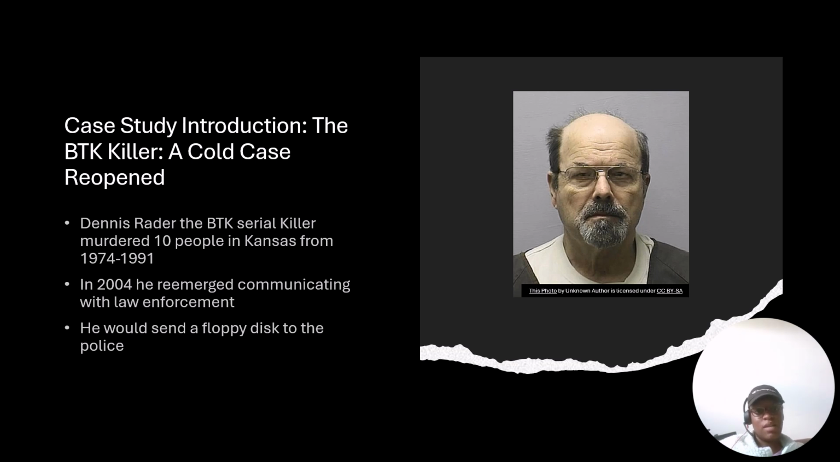Dennis Rader, the BTK serial killer, murdered 10 people in Kansas from 1974 to 1991. In 2004, he resumed communicating with law enforcement. He would send a floppy disk to the police. He would send these floppy disks because he thought he was untouchable, that they could not figure out who he was. And because it took over 10 years for them to find who he was, he felt like he would never get caught because of the floppy disk. He would send encrypted messages to the police, taunting them.